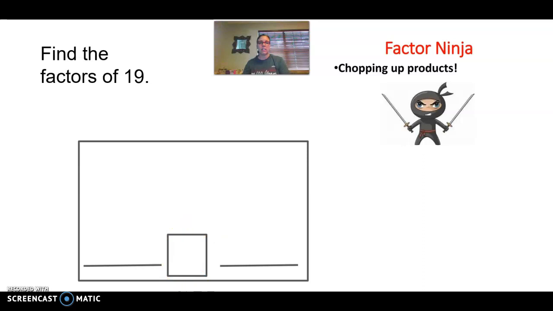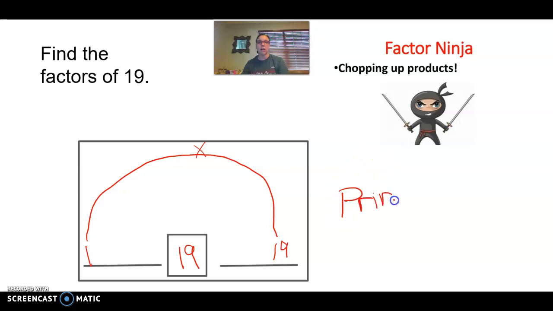So the factors of 19. This one is a really quick one because, and we'll talk about this in our next video, 1 times 19, and then will 2 go into it? No. Will 3? No. 4, 5, 6, 7, nothing else will go into this. Do you guys remember what that's called? If there are just 2 factors, it is called a prime number. We'll talk about that next time.